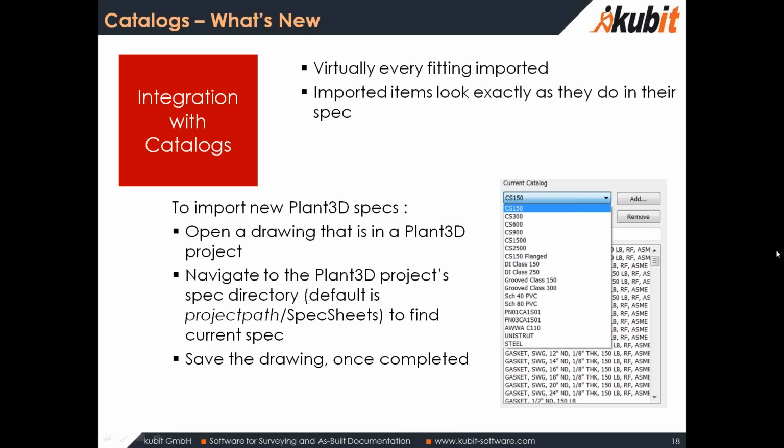Also, the items that you import carry their realistic graphic quality as they are defined in the catalog. So gate valves have hand wheels, flanges look like flanges, things like that. And you don't have to have Plant 3D for this to take place. Right out of the box, Kubit is going to have this additional functionality.